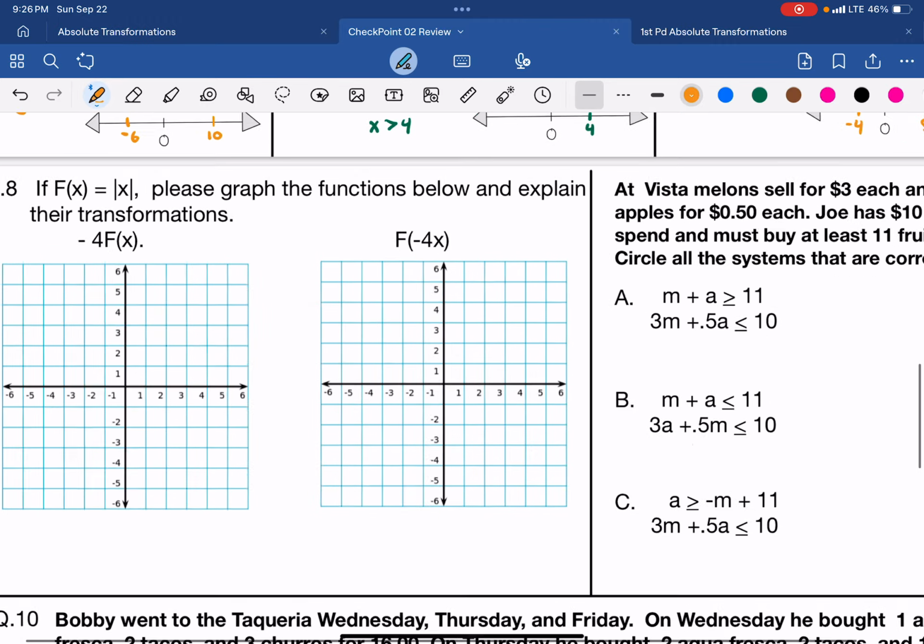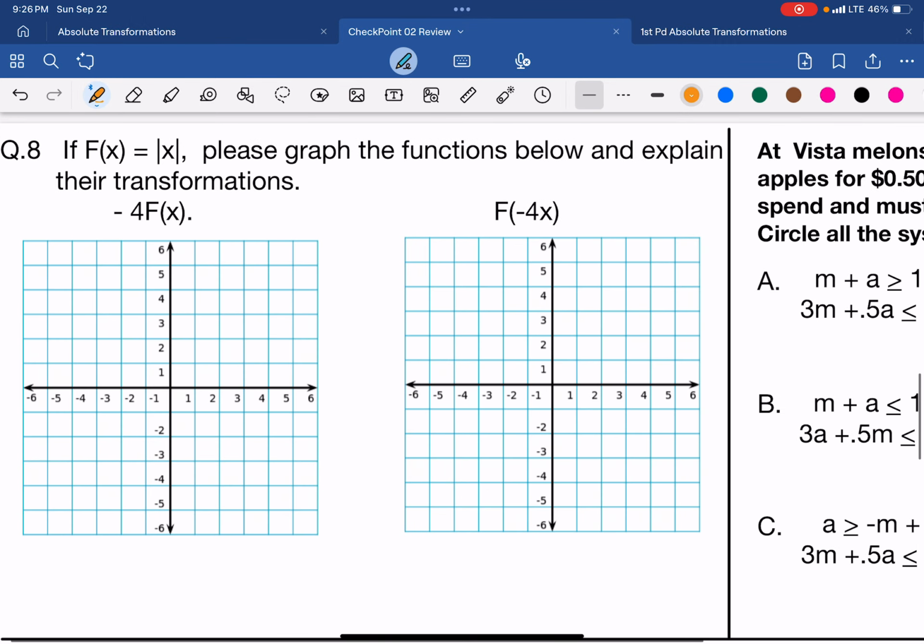Now, question 8. I have not taught you this before, so yeah, surprise, it is what it is. Okay, let's talk about what I have taught you before. If there's a number outside being multiplied, that is our A. So it hasn't shifted left or right. It hasn't gone up or down. There's no H or K here. So our vertex stays here.